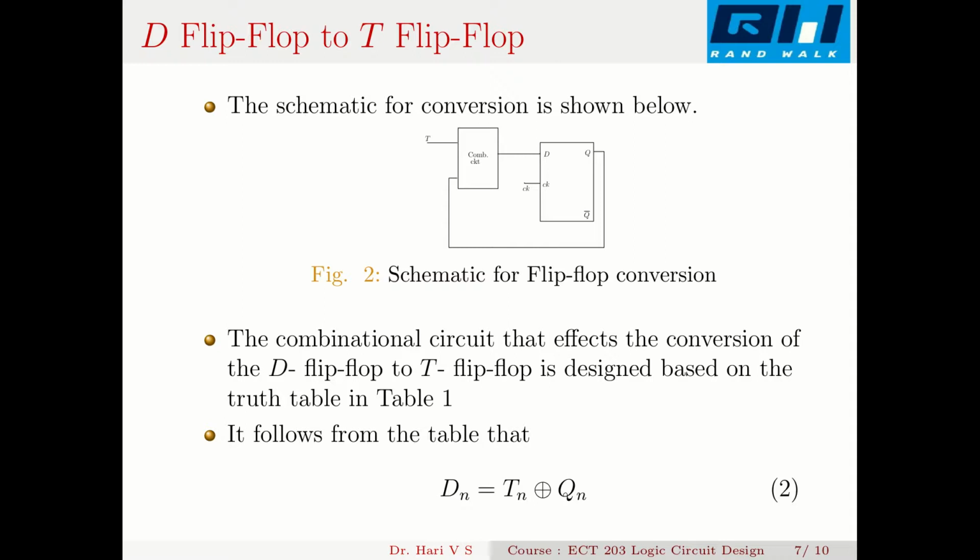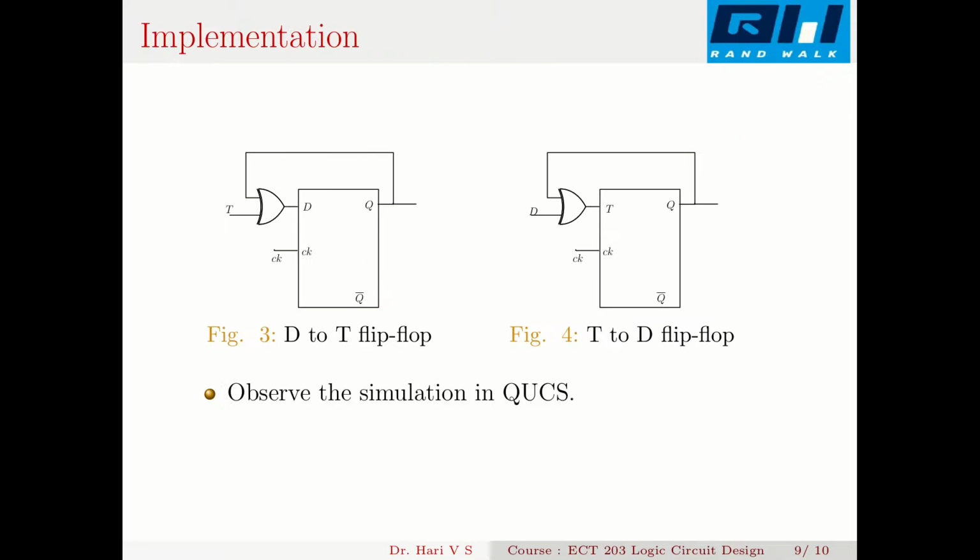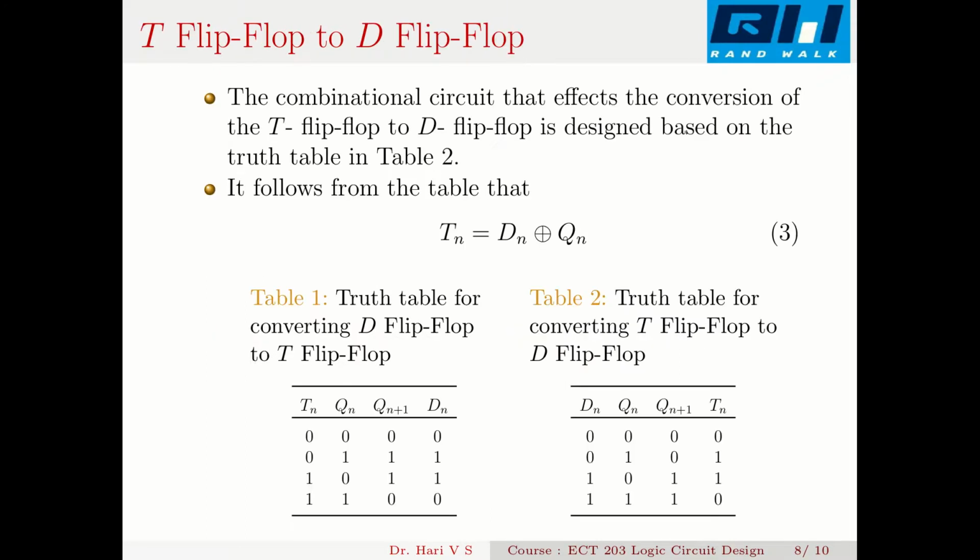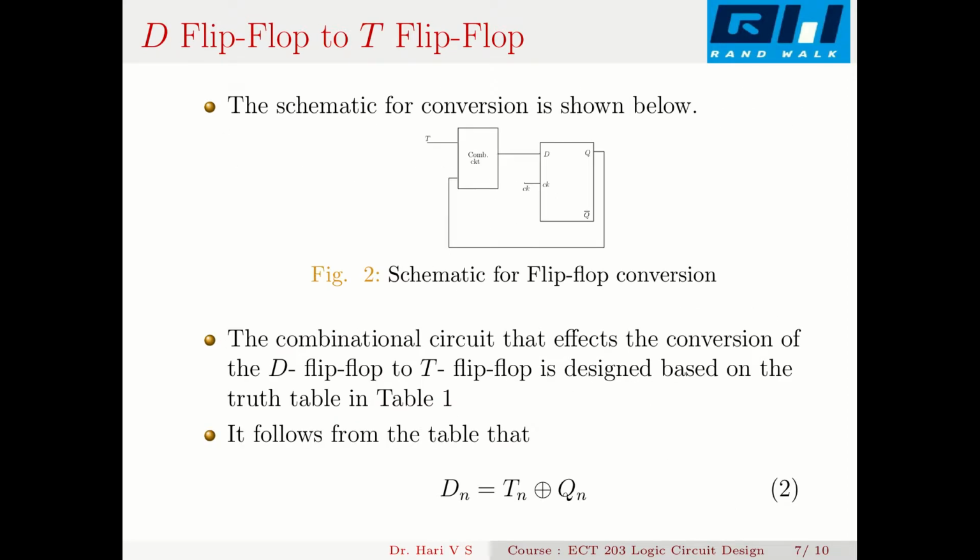So how do I do that? I have to look into a truth table for this one. That truth table appears here. So here Qn plus 1 is a function of Tn and Qn. If you look into this, Qn plus 1, which is actually Dn, is a function of Tn and Qn.